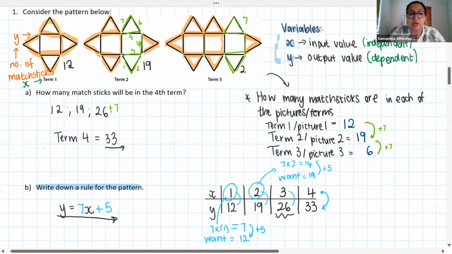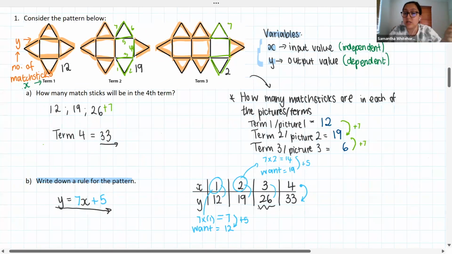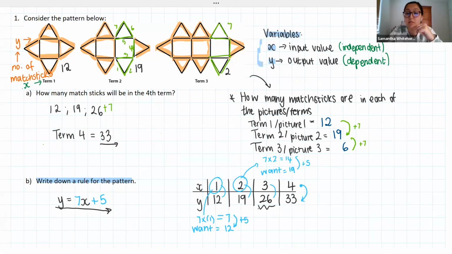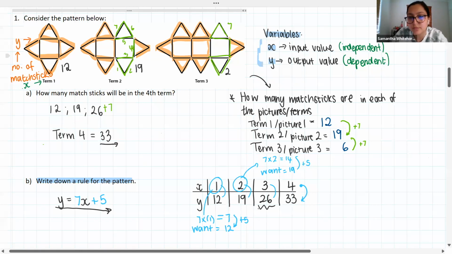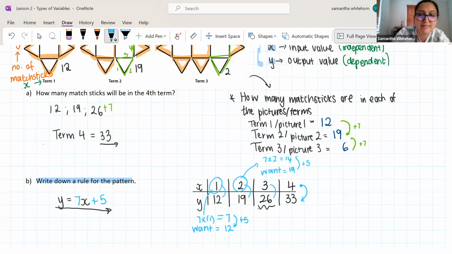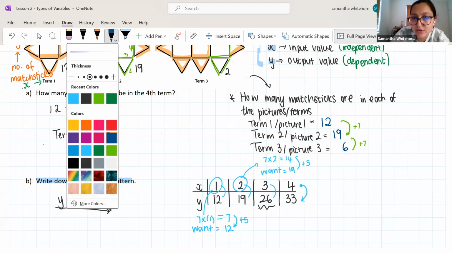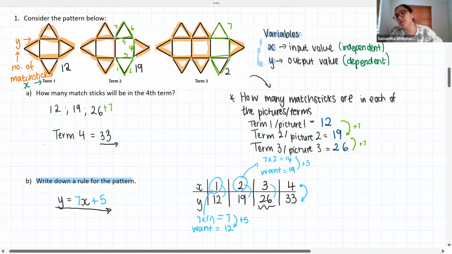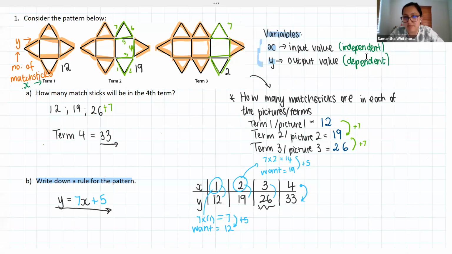Alrighty, guys. So that is how we essentially establish a pattern, how we then go and find the rule for that pattern. I'm just going to stop here for a second. Does anyone have any questions before we move on with this example? Okay, so what I mean is the place where you have written term 2, picture 2 is 19, term 3, picture 3 is 6. Thank you. I obviously erased it. Thank you so much. Thanks, Hayden. I did not see it until I moved my screen. Thank you very much.